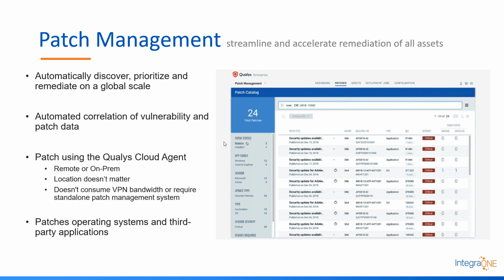Patch using the cloud agent, again, remote or on-prem, the location doesn't matter. Being a cloud-based solution, this is going to communicate with the agent over the internet no matter where it is. You don't have to worry about consuming VPN bandwidth or requiring a standalone patch management system. Now, I will note that as of today, the patch management is supported on Microsoft Windows. The support for Linux and Mac OS is moving into Q3 and Q4 of this year.